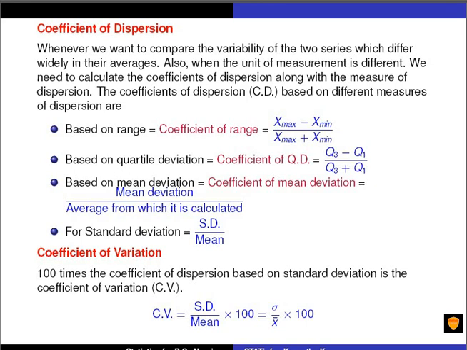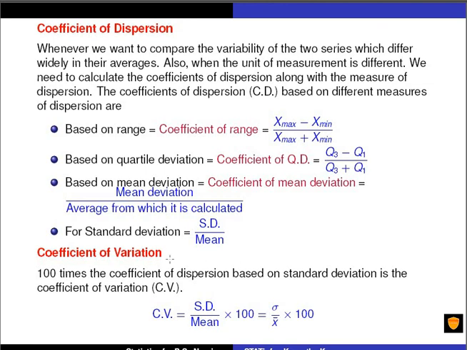Based on mean deviation, the coefficient of mean deviation is equal to mean deviation divided by the average from which it is calculated. That means you have to divide by that average for which you calculated the mean deviation. If you calculate mean deviation from the mean, you divide by the mean. If from the median, you divide by the median. If about the mode, you divide by the mode. And for standard deviation, it is standard deviation by mean. Why mean? Because for calculating standard deviation, we use the mean all the time. That's why it is standard deviation by mean.